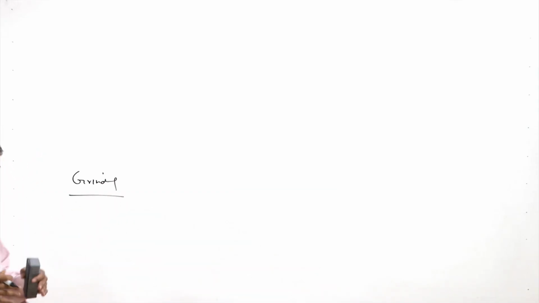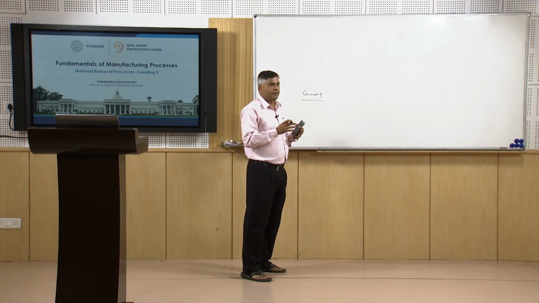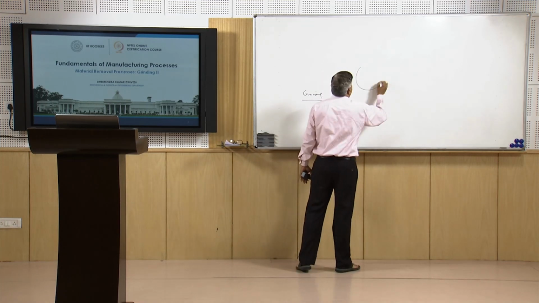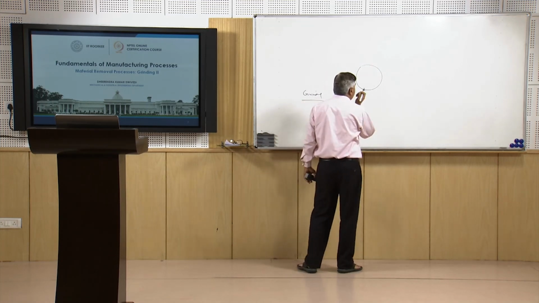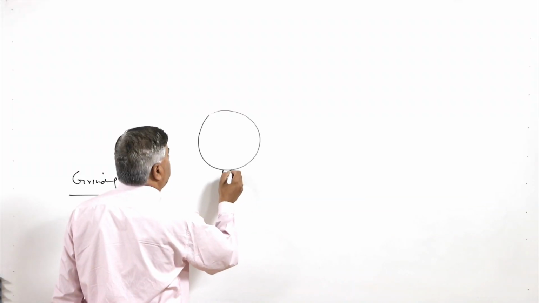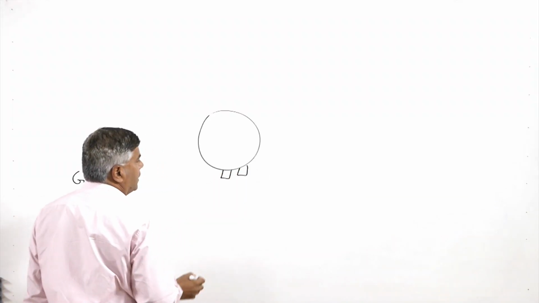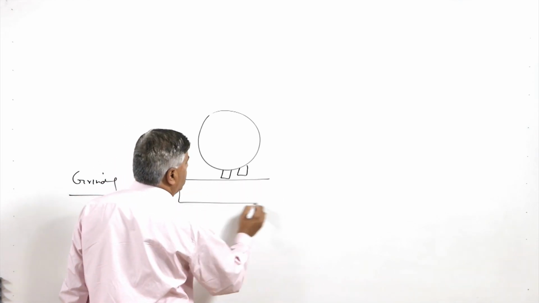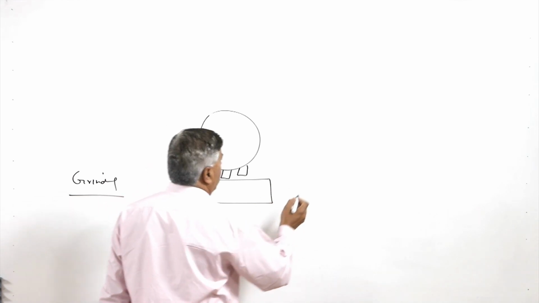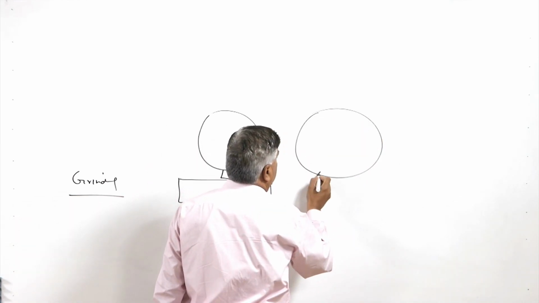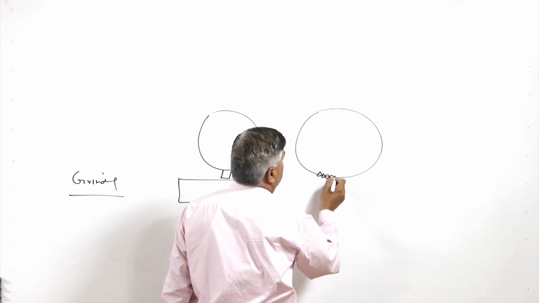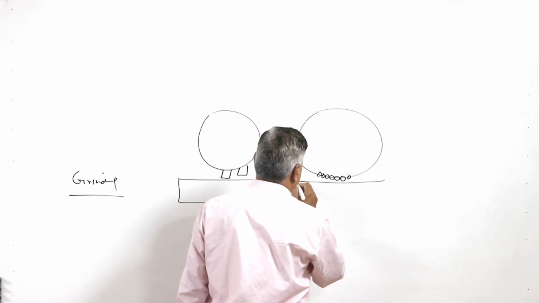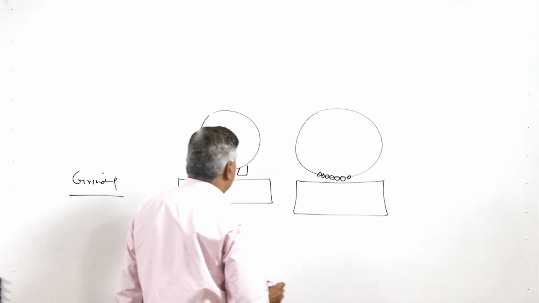So, we know that milling uses a multi-point cutting tool. It also uses a disc-shaped cutting tool, which has a number of cutting edges, cutting teeth like this, and it is engaged with the workpiece for material removal. And if we compare the grinding wheel, we have fine abrasives, large in number, and it also performs cutting when the rotating grinding wheel interacts with the workpiece.